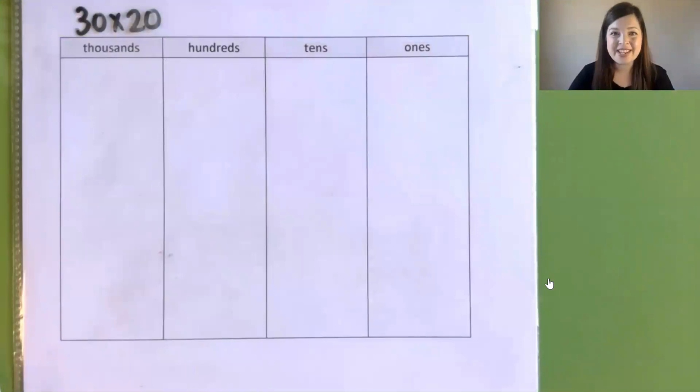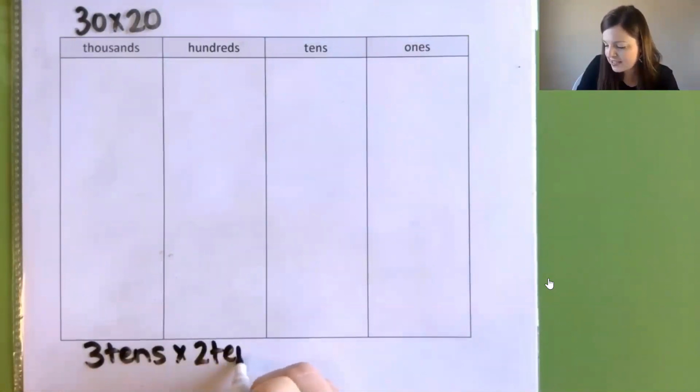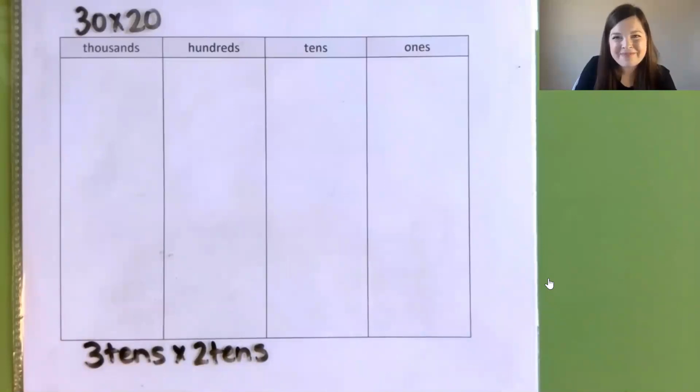Let's read this expression together. 30 times 20. Here, we're multiplying a two-digit number by another two-digit number. What are some other ways we could express 30 times 20? I heard someone say we could write 3 tens times 2 tens, so express it in unit form. Or we could decompose the factors.